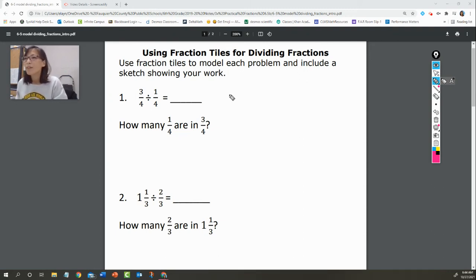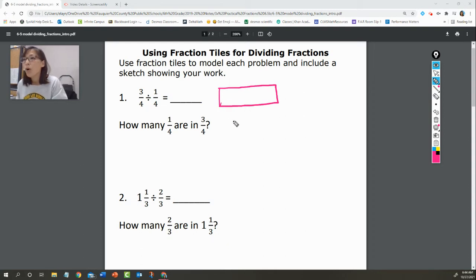We're going to model fraction division problems. Let's look at the first problem. We have 3/4 divided by 1/4. What we're really asking is how many 1/4 are in 3/4. So first, let's draw the 3/4.